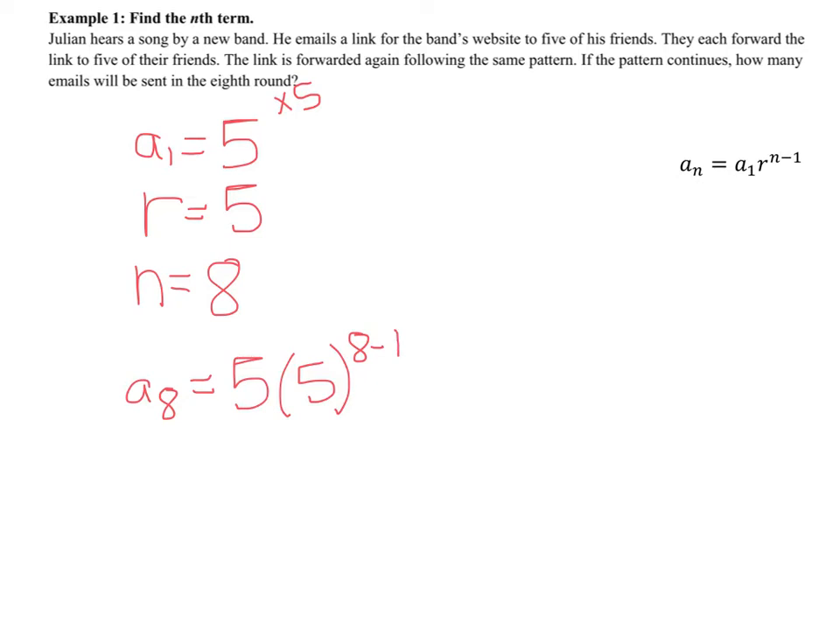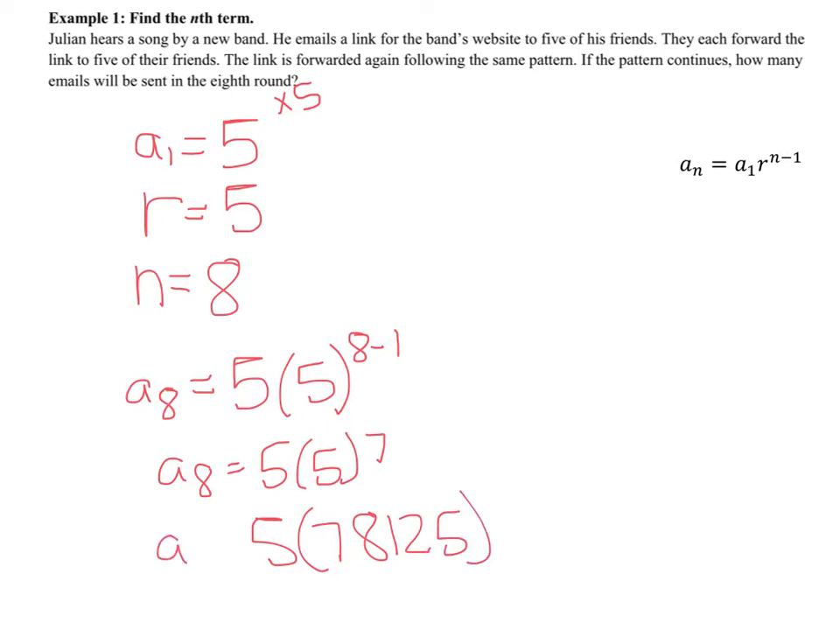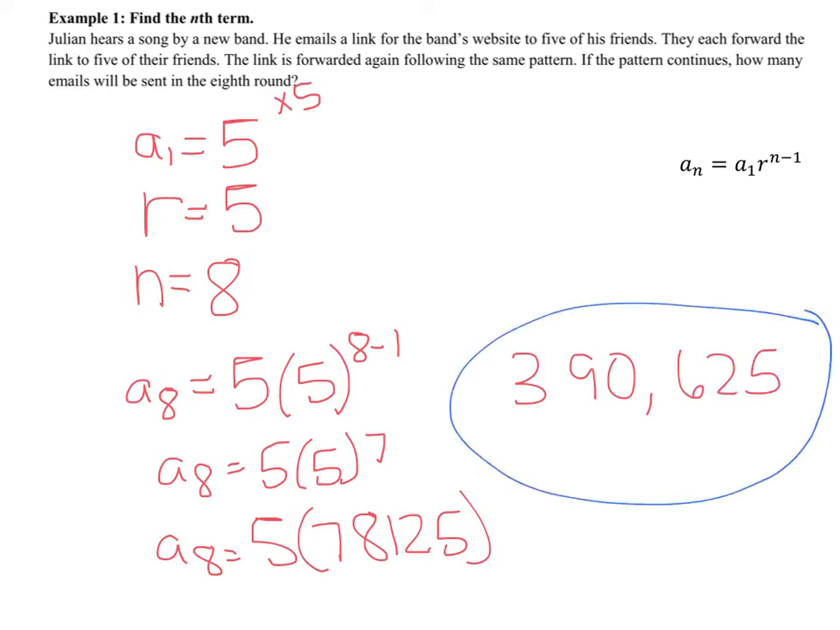So now that we've plugged everything in, 8 minus 1 gives us 7. And remember, we want to do our exponent first for the order of operations. So we want to do 5 to the 7th power, and that's going to give us 78,125. And we want to multiply that by 5, which is going to give us 390,625. And that's going to be our final answer. And in this case, we are talking about emails.